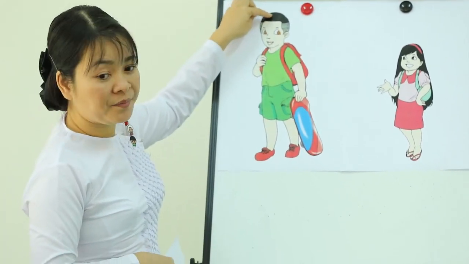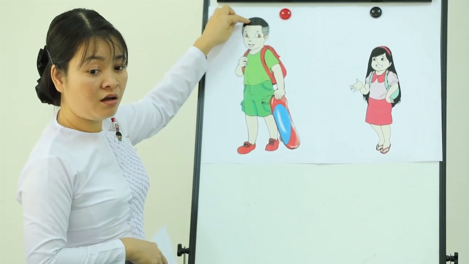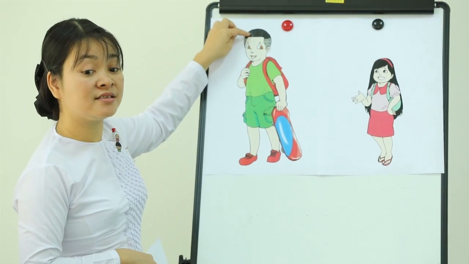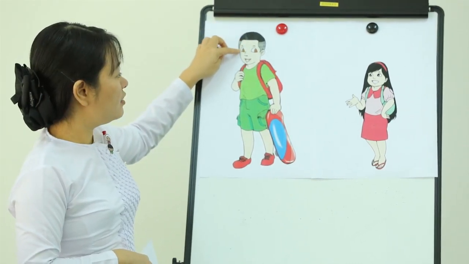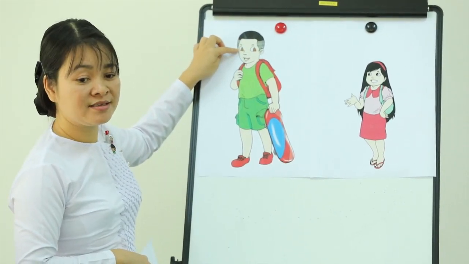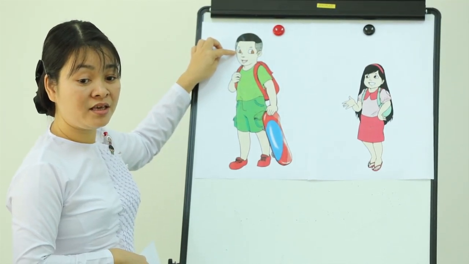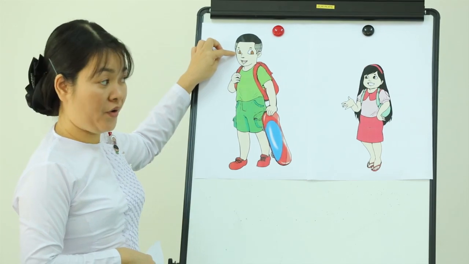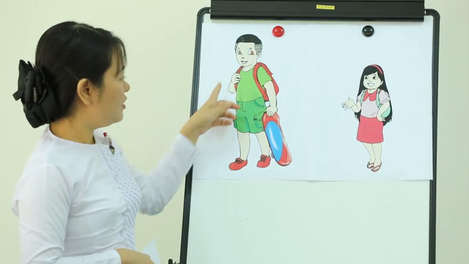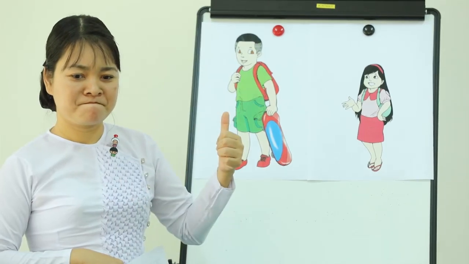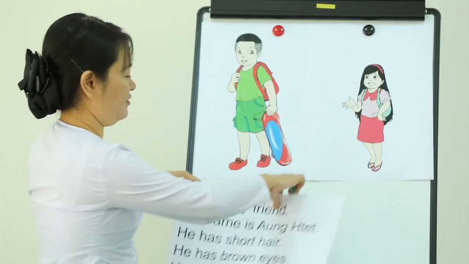Look at his head. Short or long? Short hair. Yes, he has short hair. Look at his eyes. Brown. He has brown eyes. What about his feeling? Great. Yes, he is great.